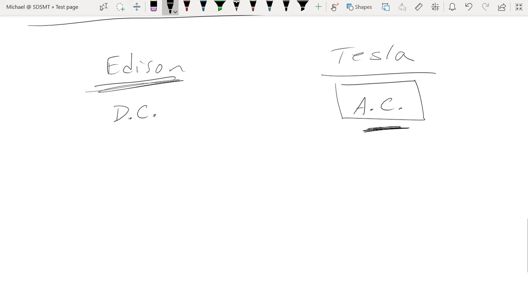So Edison, even though he lost out on the bid to the World's Fair, he had all of the capital and the assets to make AC electricity work on a grand scale. And Edison eventually went and put together businesses like General Electric, and Tesla ended up dying as a pauper.